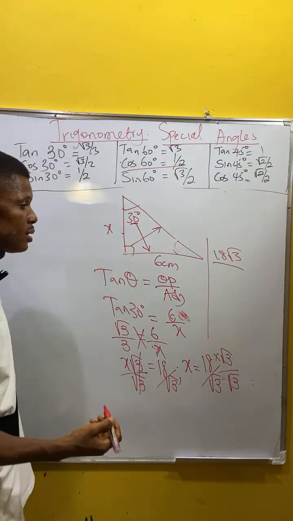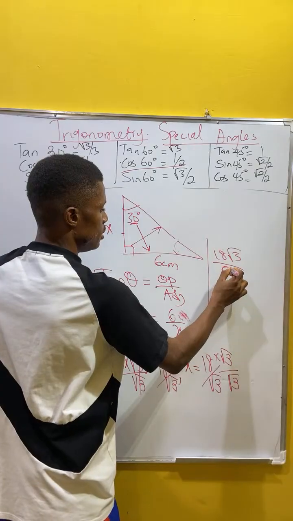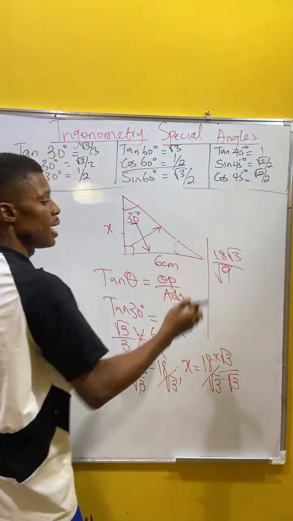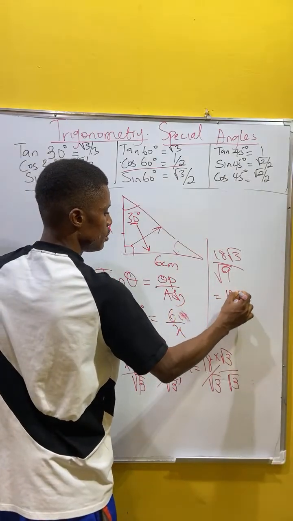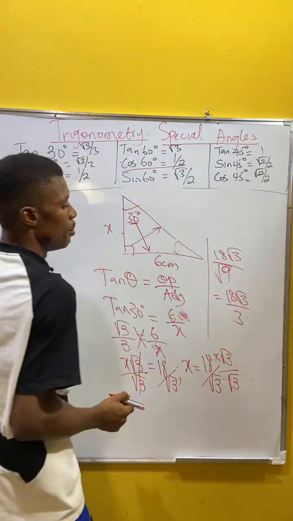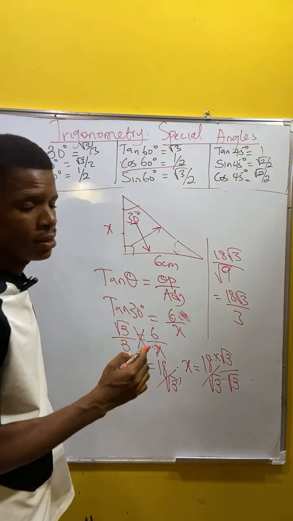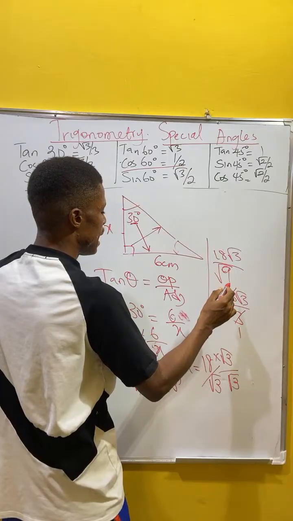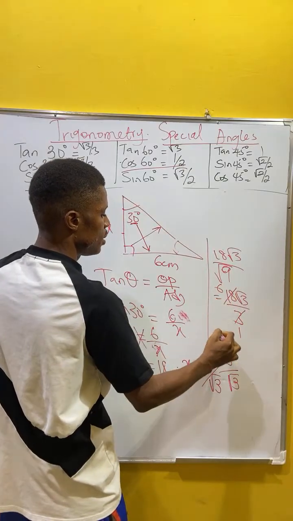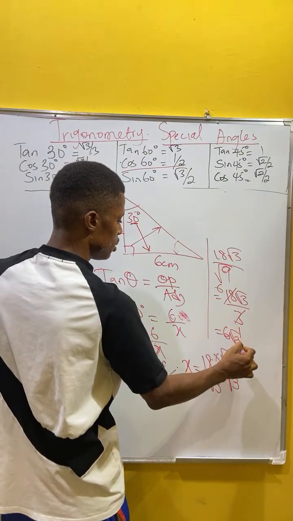3 times 3 is 9. That means root 9, and root 9 is 3. This gives you 18 root 3 over 3. But 3 can still divide 18, so you reduce to its lowest term. 18 divided by 3 is 6. So the answer is 6 root 3.